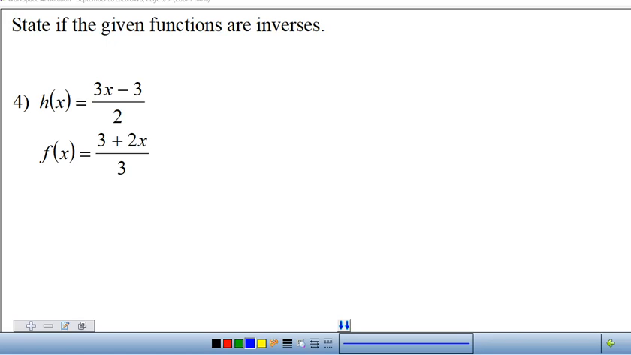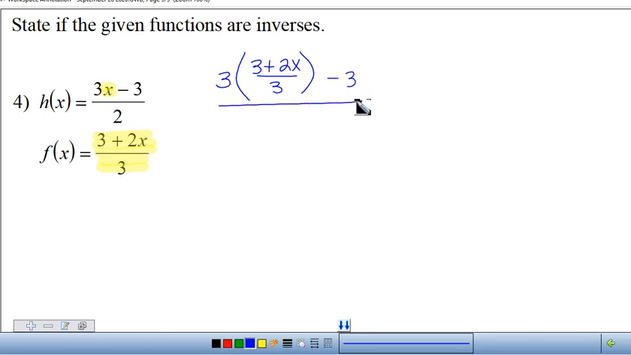If they are inverses, as you simplify the problem, you're going to get simply an x as your answer. All right, let me show you how this is done. I'm going to take this second function and I'm going to plug it into the first function where you see the x. Make sure that you use parentheses when you do this. So I have 3 times 3 plus 2x over 3 minus 3, and then all of that is over 2.